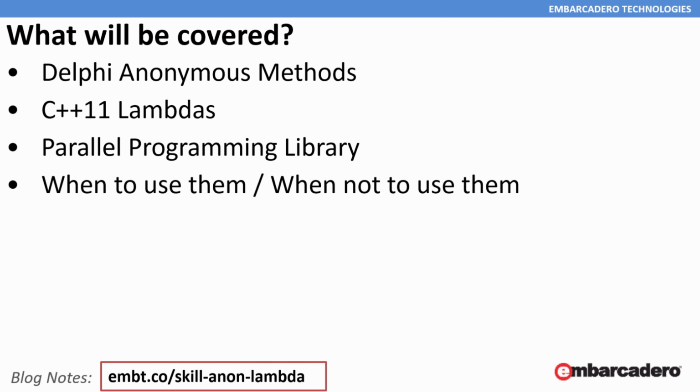What we're going to cover today is some syntax and examples for Delphi anonymous methods and C++11 lambdas. I'm going to use the Parallel Programming Library for Delphi and C++Builder, and I'm going to talk in just a moment about when to use them and when not to use them. Mostly it'll be when to use them.